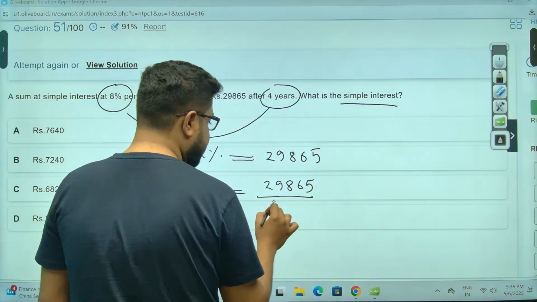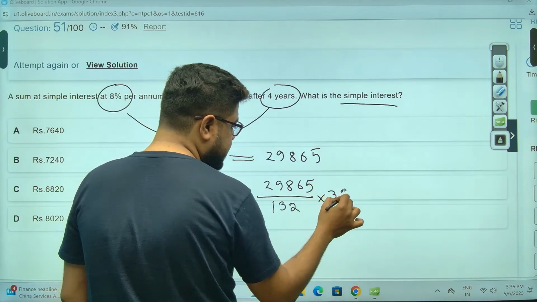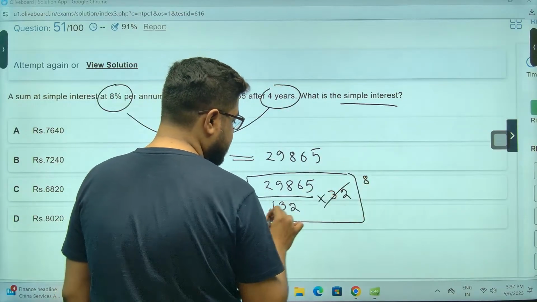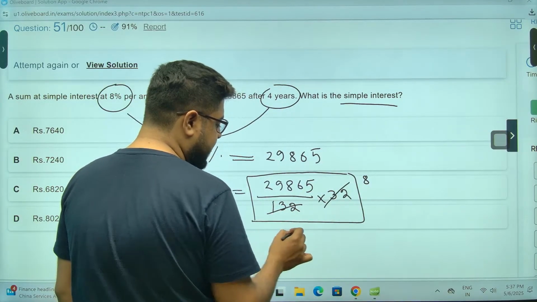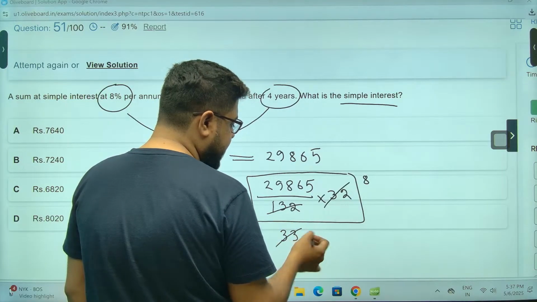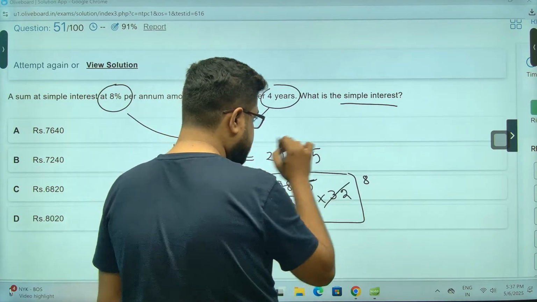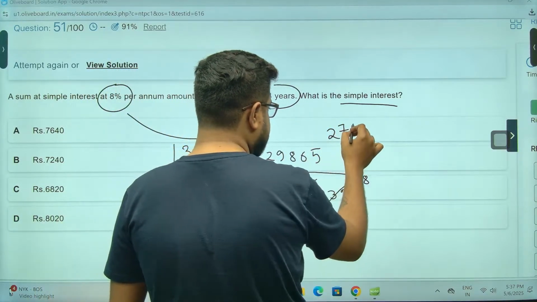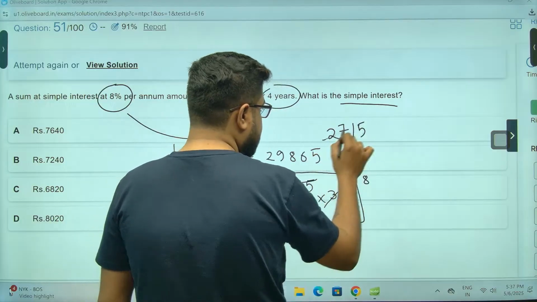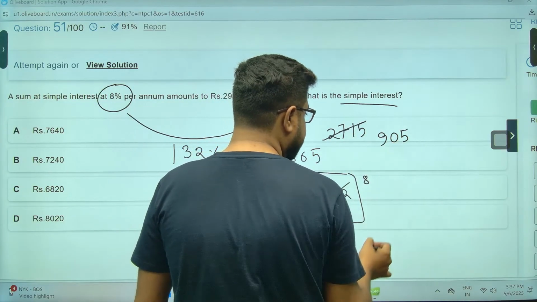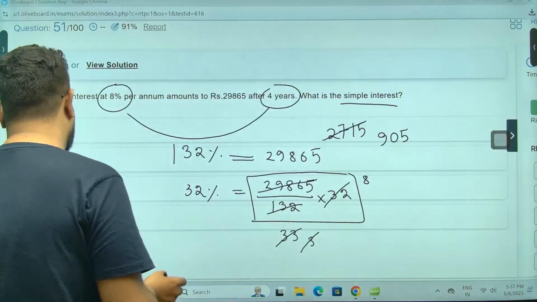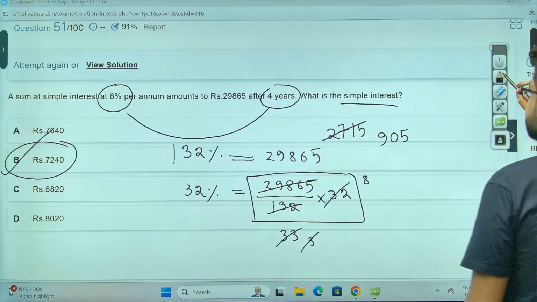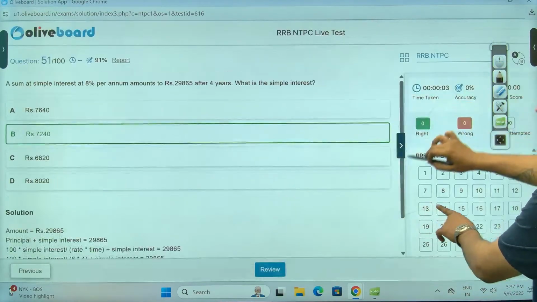29865 divided by 132, that is 1%. 32% is this. So let's divide by 4, sir. 4 8s are 32. 4 3s are 12. It will go by 11, by 3 also, so let's do it by 11 sir. 11 3s are 33. 11 2s are 22. 7s are 77. 3 9s are this. 3 5s are this. So 72 and 40. 72 40, option number B is the answer. Option B is most definitely your correct answer, sir.